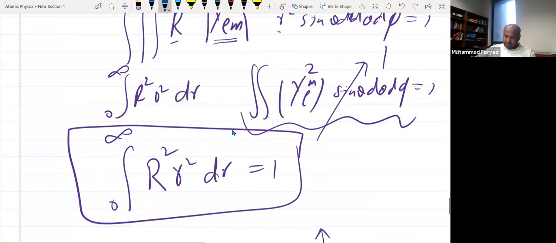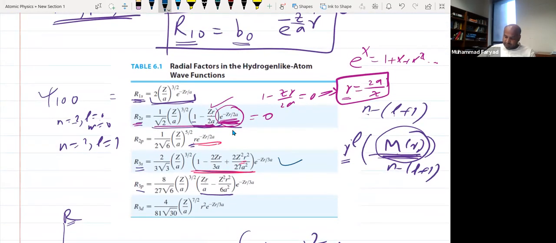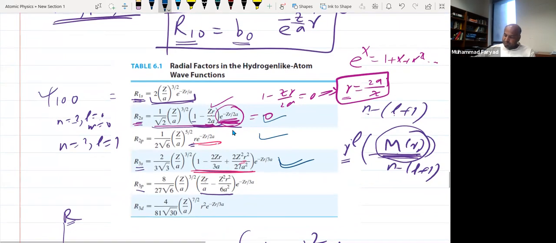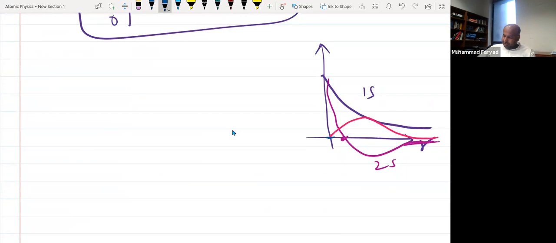So which one were we talking about? So this is 3s. So where is 2s? So this was 2s, 2p, 3s. So 3s has two zeros. So this was 2p, and 3s would be something like this. Something like this, because there are two zeros, one over here and one over here.